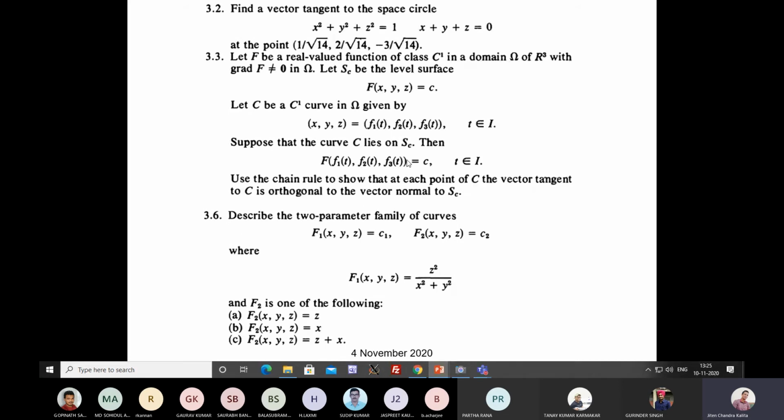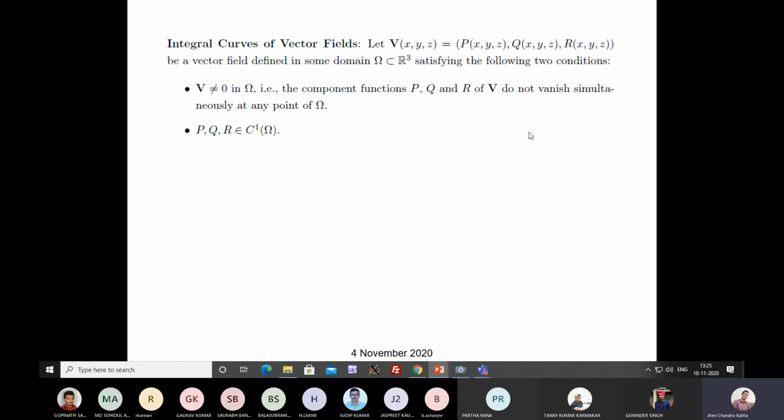This we have already worked out, and it is pretty straightforward. For the vector tangent to the circle, you can easily do that. Simply take the gradient of this one and this one, take their cross product, and evaluate the cross product at this particular point. That's it. And then this is the definition of integral curves of vector fields.